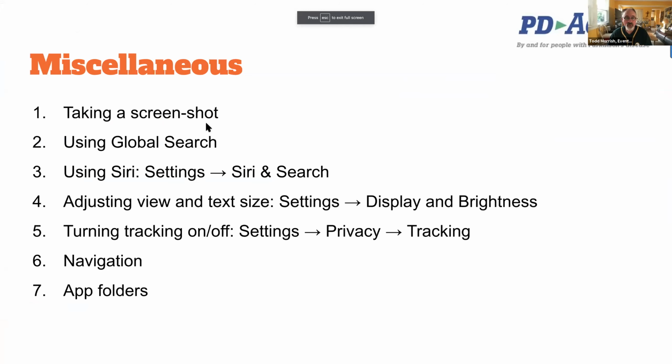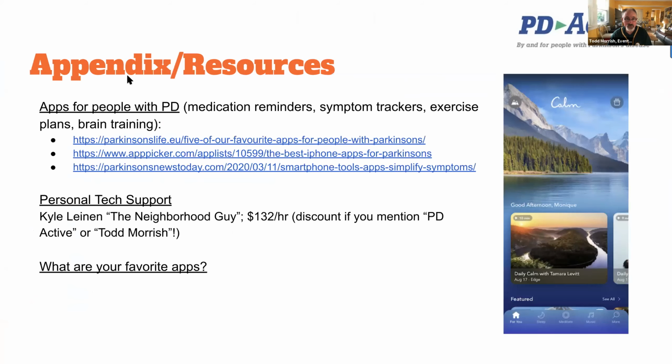So there were a whole bunch of other neat things we wanted to show you about, little fun bar tricks like taking a screenshot if you don't know how to do that. Using global search we covered, using Siri, adjusting the view and size text, we did that a little bit, turning tracking on and off, navigation app folders. But what we really want you to know is that we thank you.